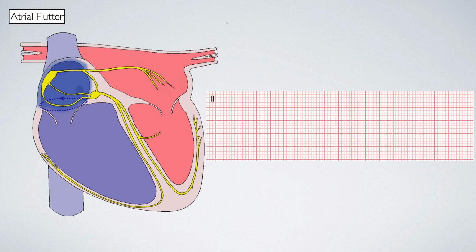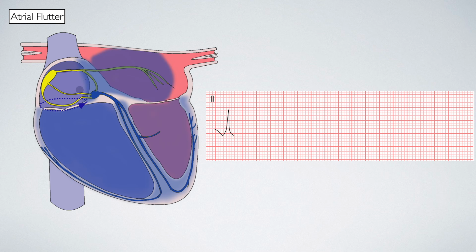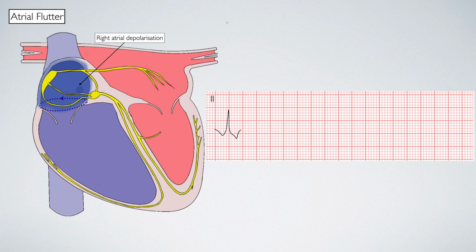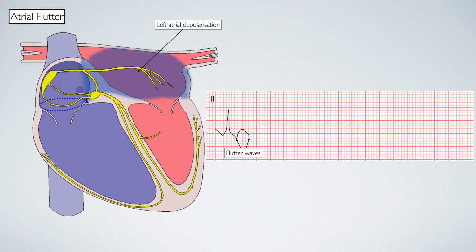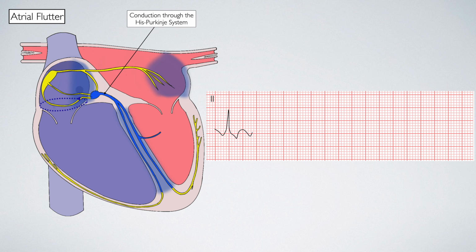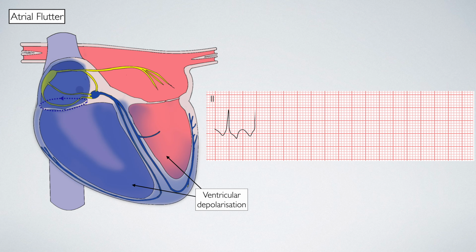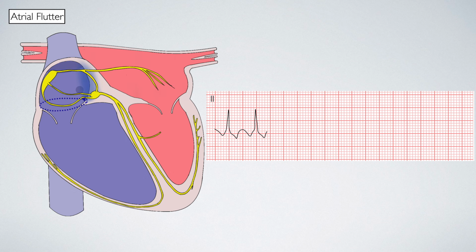The reentry loop causes rapid, regular depolarization of the right atria, producing positive deflections on the ECG baseline. But it is depolarization of the left atrium that results in our negative flutter waves. Impulses are conducted at regular intervals to the ventricles via the His-Purkinje system. This depolarizes the ventricles and produces narrow QRS complexes.